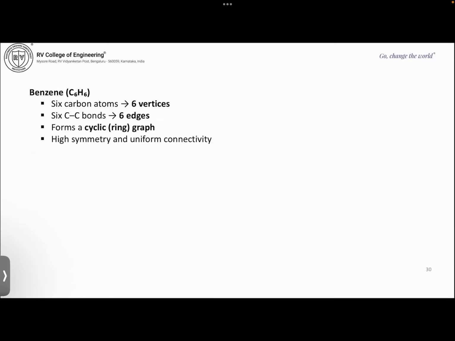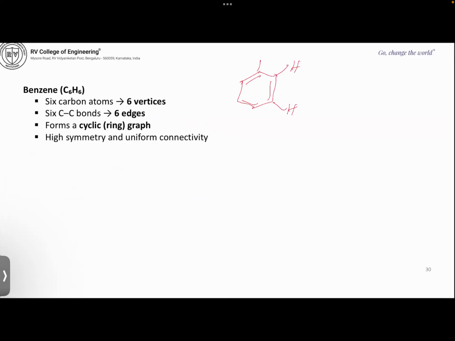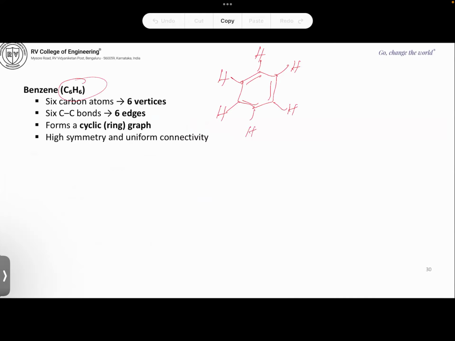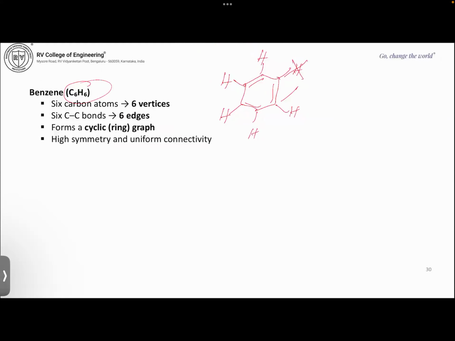Now benzene. This is the benzene structure. C6H6 is the molecular formula, and this is the structural formula. In molecular topology, we do not consider hydrogen atoms. We suppress them, they are ignored. Since hydrogen is ignored, there is no point in considering the CH bonds. So we count the carbon atoms: 1, 2, 3, 4, 5, 6.